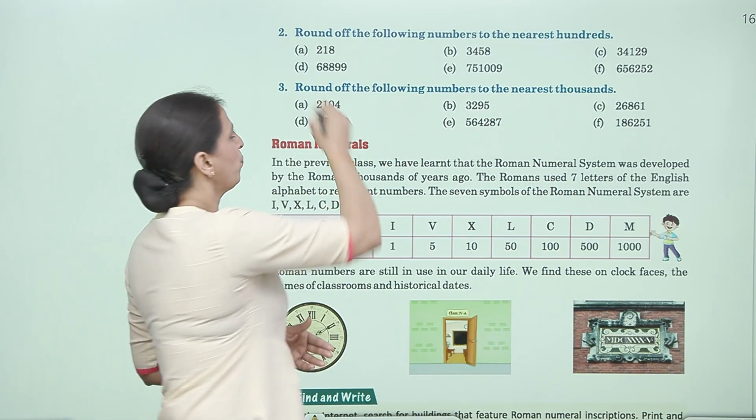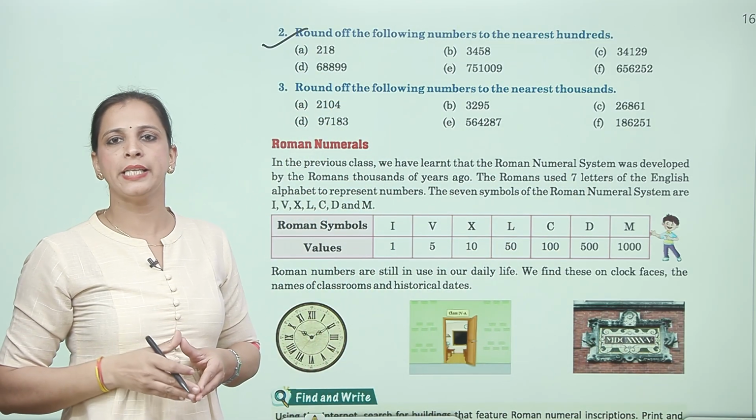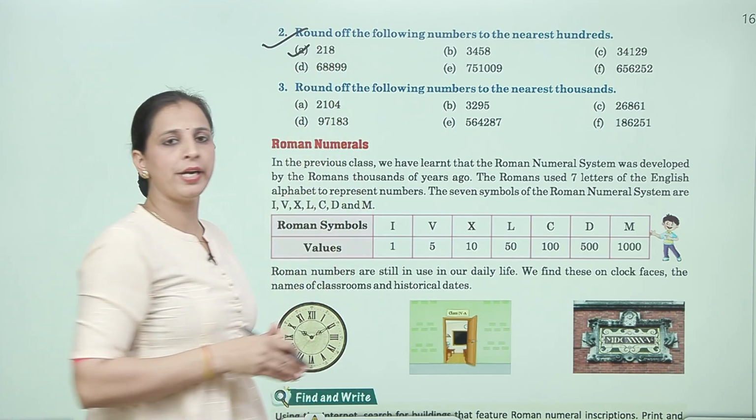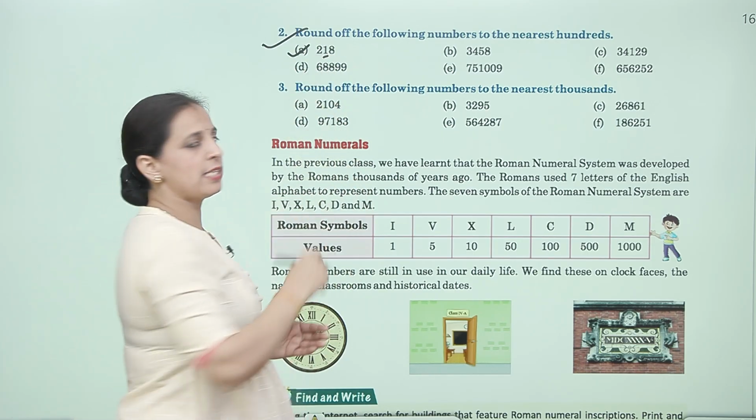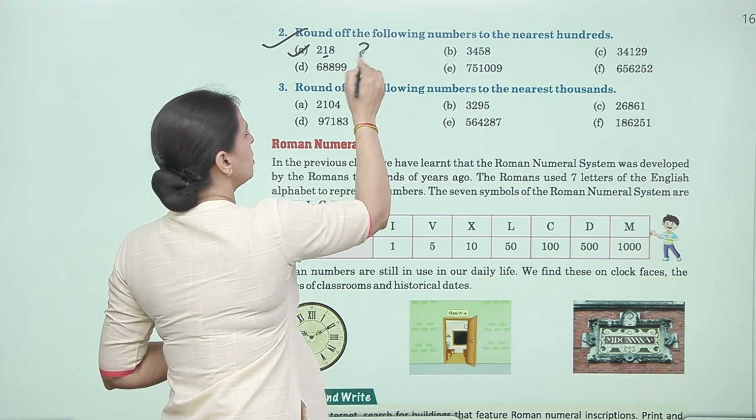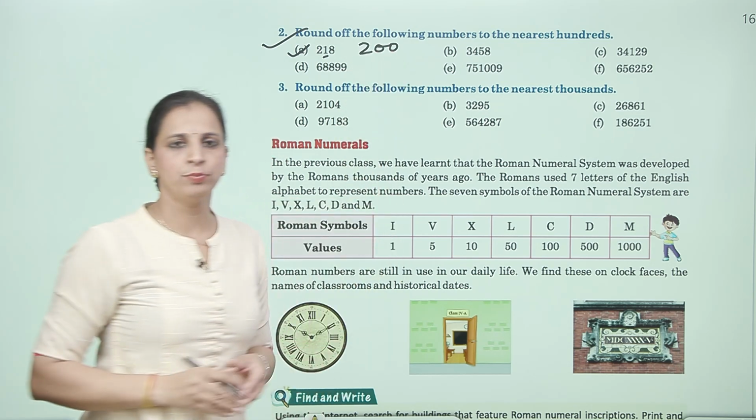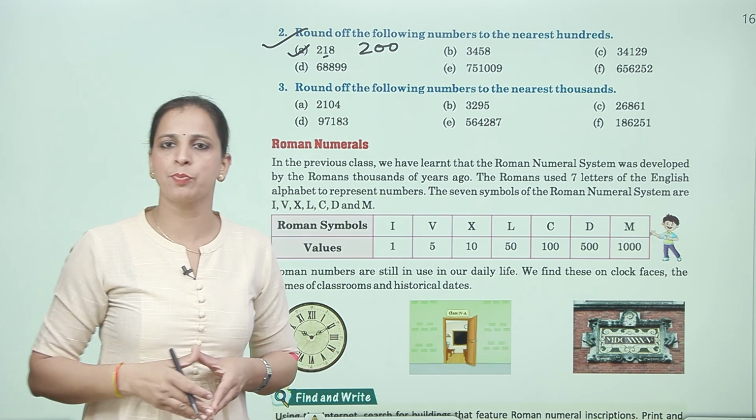Now question number 2. Round off the following numbers to the nearest hundreds. A part 218. Digit at tens place is 1 which is less than 5, so it becomes 200. तो बच्चों सेम मेथड को यूज करते हुए बाकी के पार्ट्स आप खुद ट्राई करेंगे.